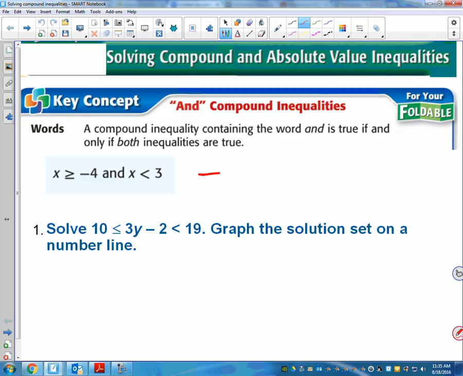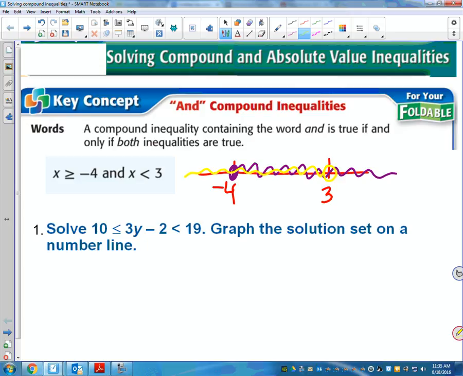So to kind of show you what that looks like if you were going to graph it, I'm going to use different colors. But if I was going to do everything greater than or equal to -4, that would be a closed circle, and everything greater than or equal to -4 would be like that. And then everything less than 3 would be an open circle and shaded in this direction. The and inequality is where both of those are true.